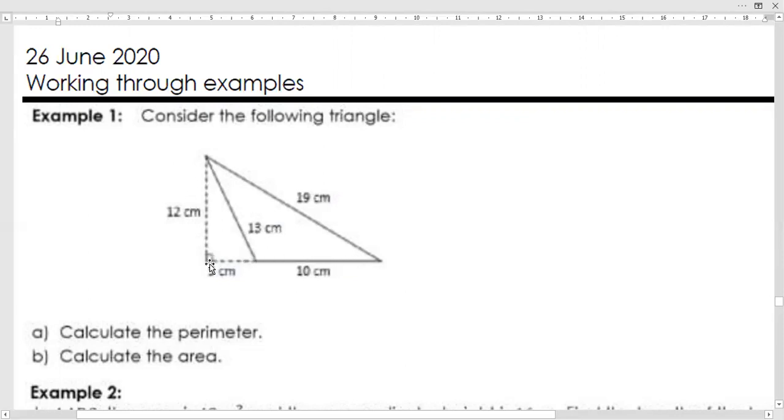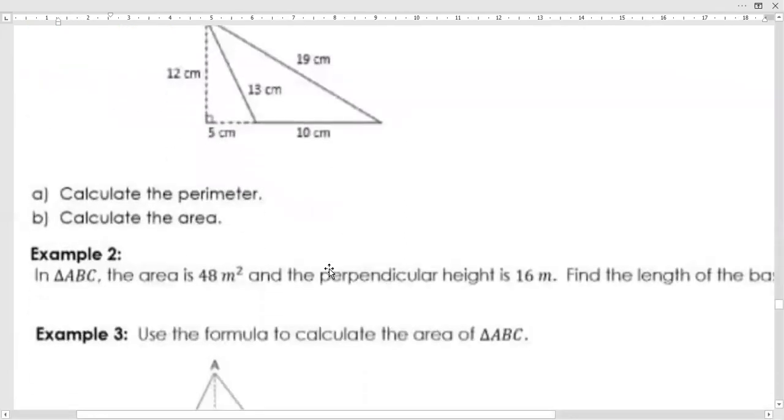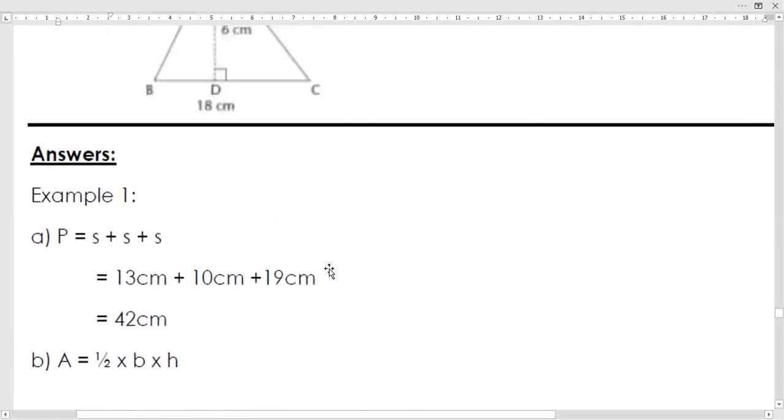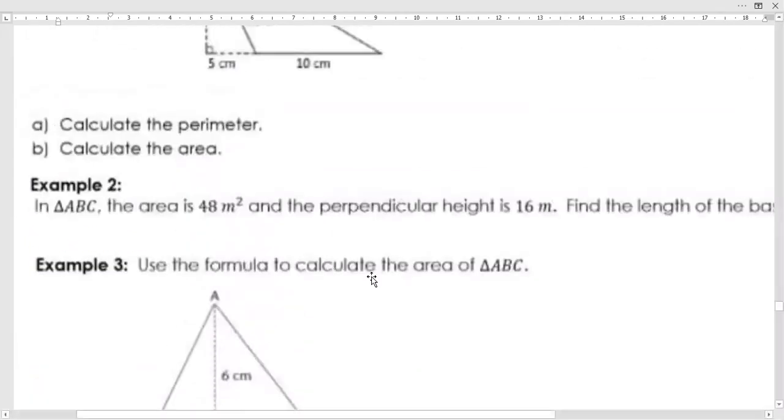Okay, so half of 12 is 6. And then 6 times 10 is 60. So it will be 60 centimeters squared. Okay, so there are our two answers. After we've written down all these questions, you write down the answers in.